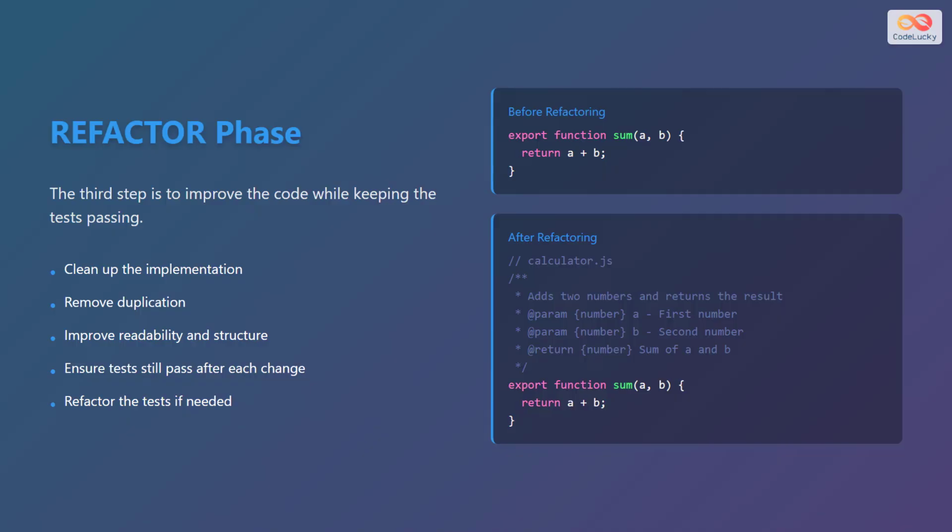Refactor phase. The third step is to improve the code while keeping the tests passing. Clean up the implementation, remove duplication, improve readability and structure. Ensure tests still pass after each change and refactor the tests if needed. The initial function is still correct. However, we can add comments to explain the functionality of the code. This improves readability and makes it easier for others to understand the code.